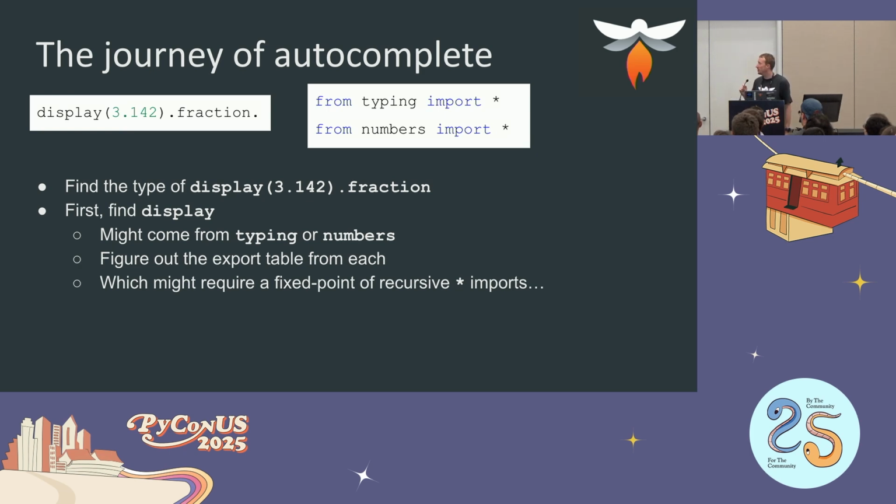So we need to know which display function we're using. If we've got the imports of typing and numbers, then it might come from typing, it might come from numbers. So figure out what the exports of each are, which might require fixed points of the recursive star imports, and figure out where it comes from. Very much the export phase.